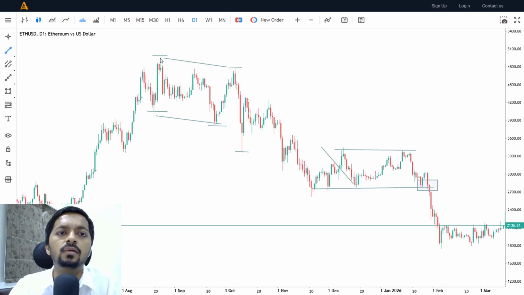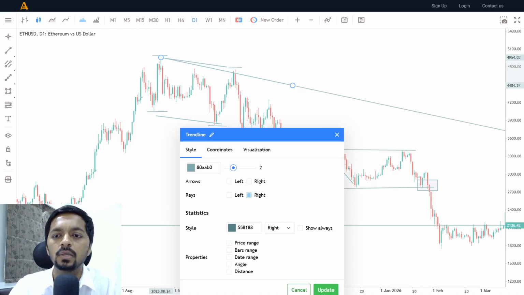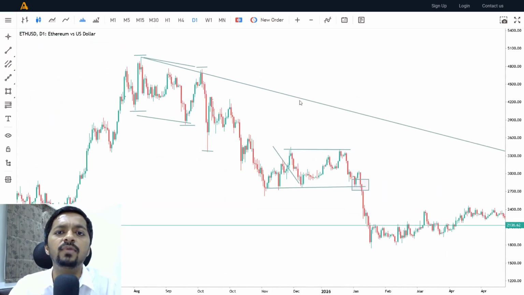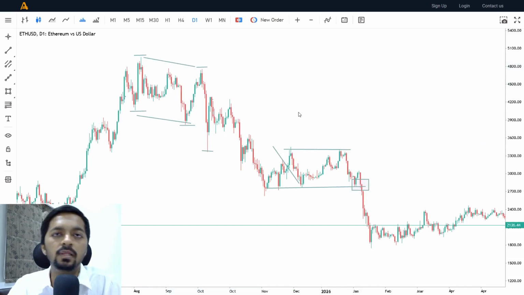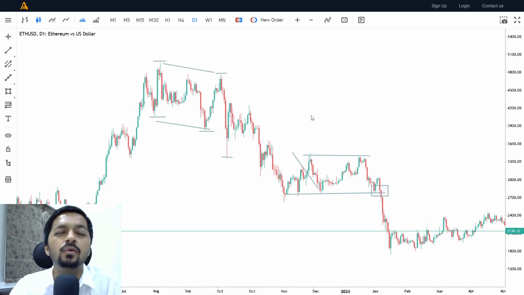Just connect the two lower highs for the downtrend, and extend the right line. See that price is trading below the same, so we can conclude that a downtrend is going on in the market. There are multiple ways to draw the trend line and to adjust your trend line. I'm not explaining this in detail, right?